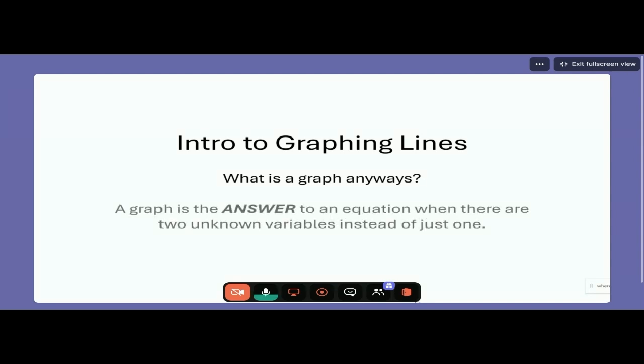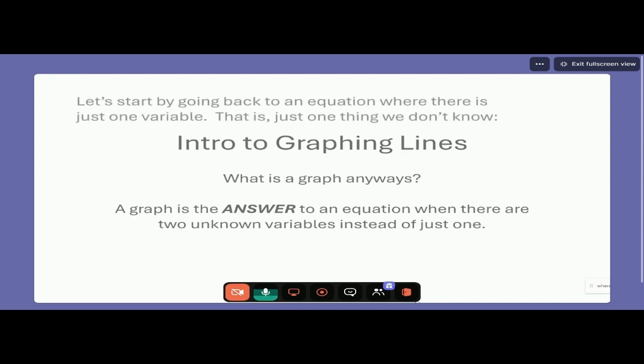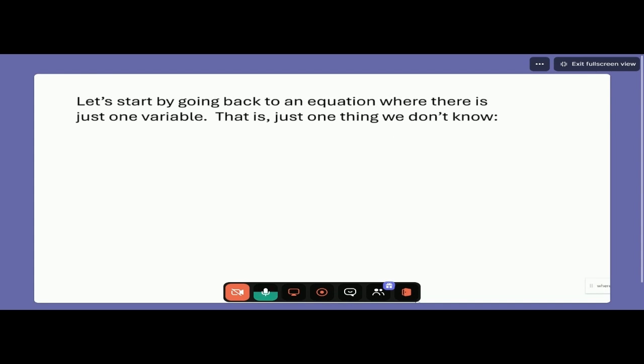So the answer to that question, what is a graph when we get into drawing graphs of equations? The graph is actually the answer to an equation when there's two unknown variables instead of just one. And I really mean that. It is the answer.